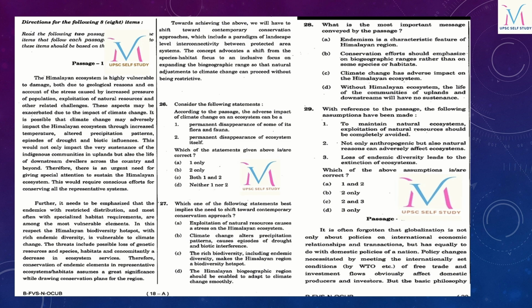Not only anthropogenic but also natural reasons can adversely affect the ecosystem. So for question number 29, the answer is B. If we go with the passage, you can easily understand and give the answers. And coming to the next questions.